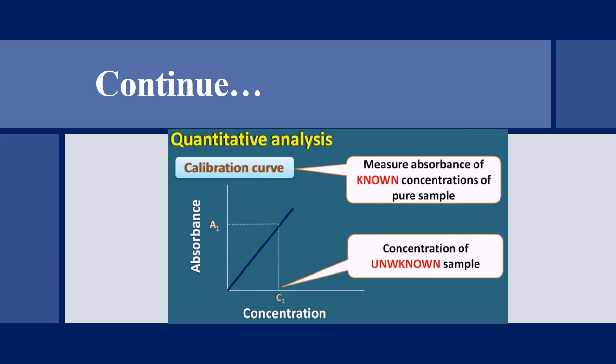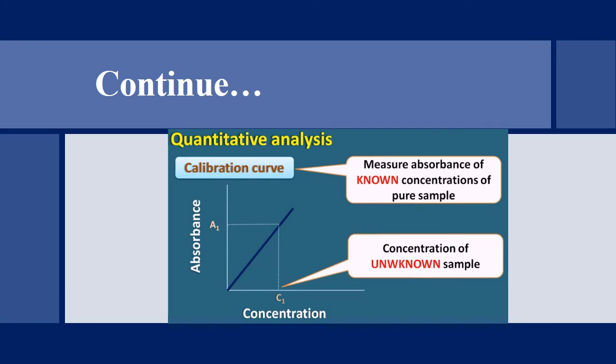And according to Beer-Lambert's law, absorbance is directly proportional to the concentration. Now we will plot a curve with absorbance versus concentration. It will give a straight line passing through the origin. This curve is called the calibration curve.